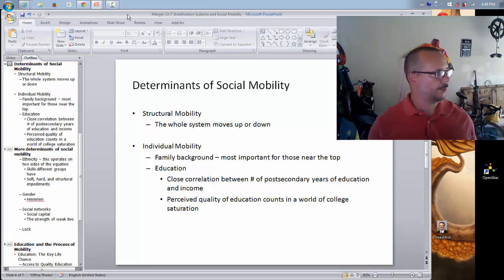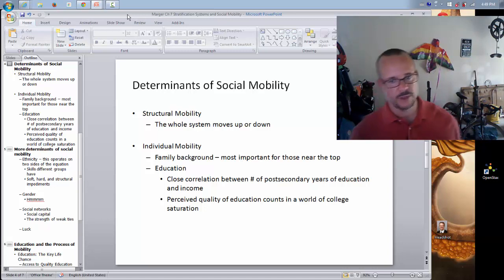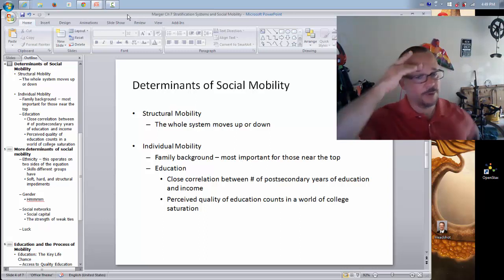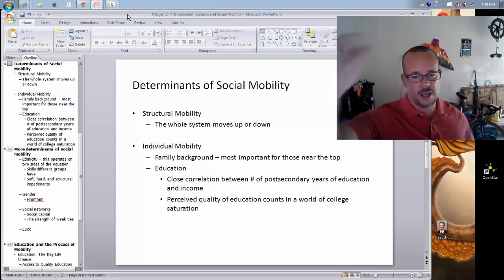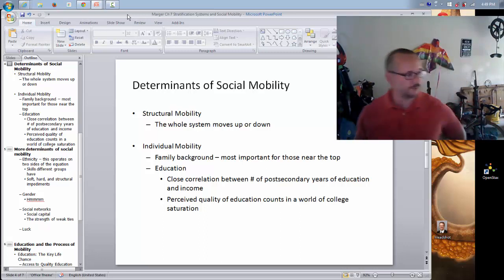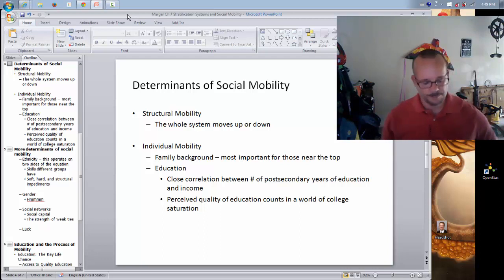Education is probably the single biggest correlate of mobility. The number of post-secondary years of education you have correlates nicely with how much income you're going to make. The point on perceived quality of education is significant. And it's one of those that I try and bring home to my students a lot.